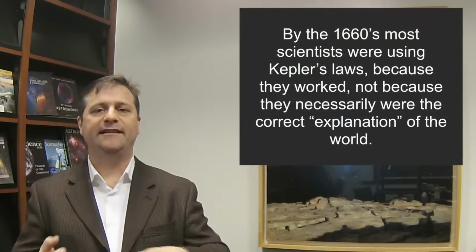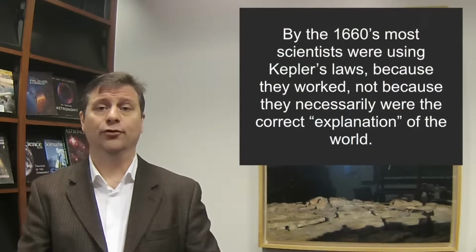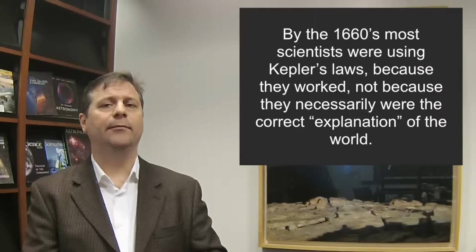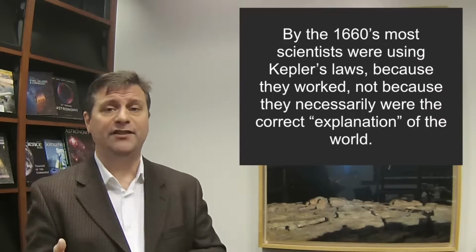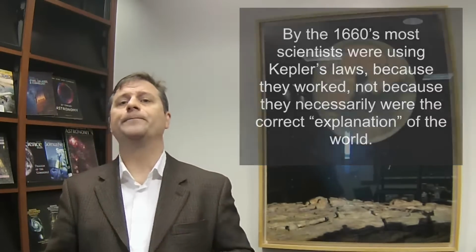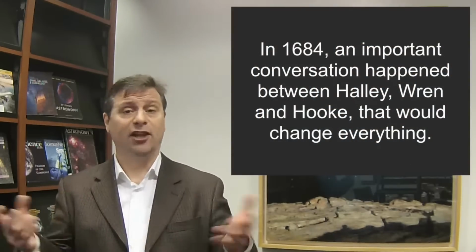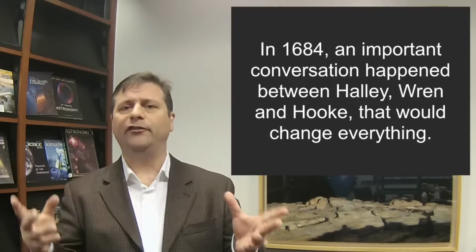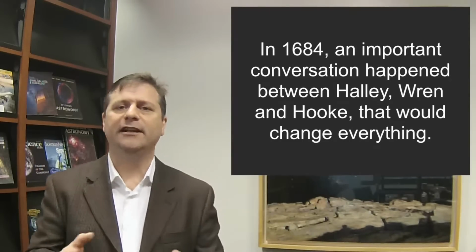So here's the thing that starts to happen. Everybody's talking about it all over Europe in the 1660s, assuming Kepler's laws are true, or at least work extremely well. And brilliant minds all across Europe are working feverishly to try to understand it. So it comes along in 1684 that Edmund Halley in London, Christopher Wren, and Robert Hooke are all sitting around talking, and they're in a conversation.